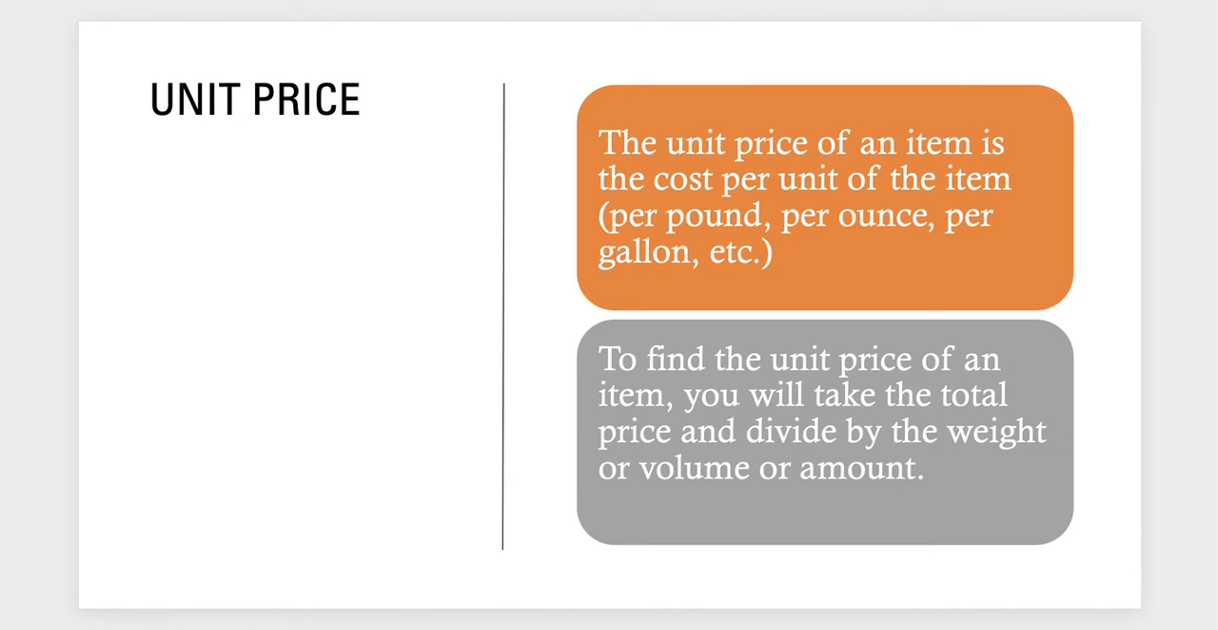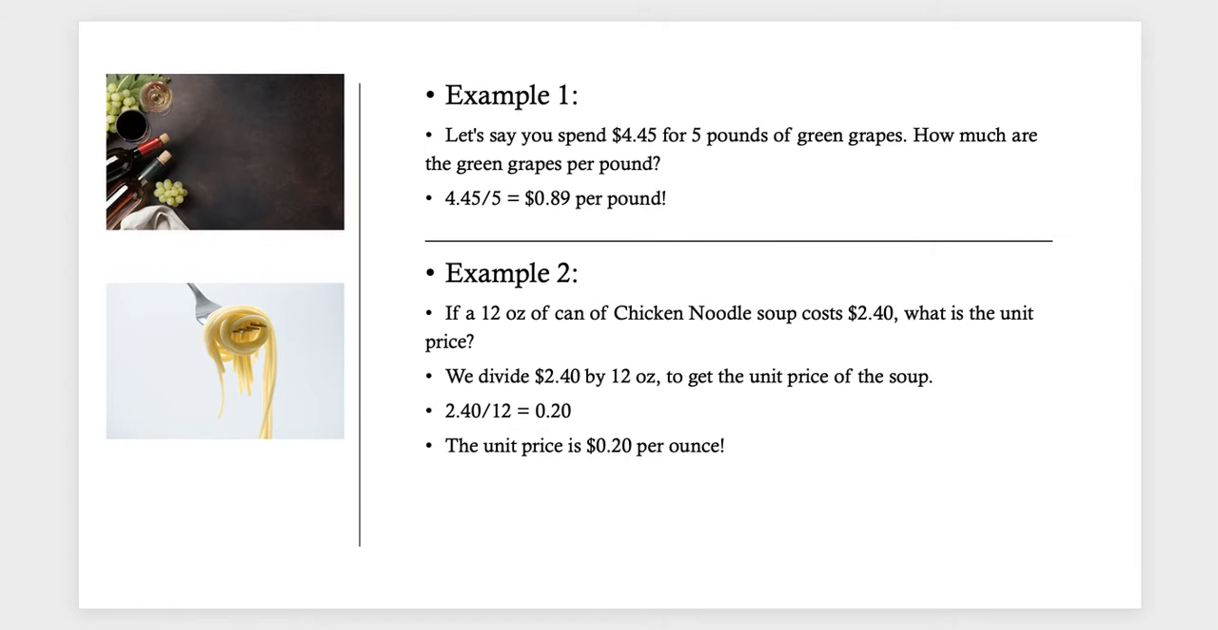So what is unit price? The unit price of an item is the cost per unit of the item, so per pound, per ounce, per gallon, etc. To find the unit price of an item, we're going to take the total price and divide by the weight or volume or the amount of the item. So I've got two quick examples here.